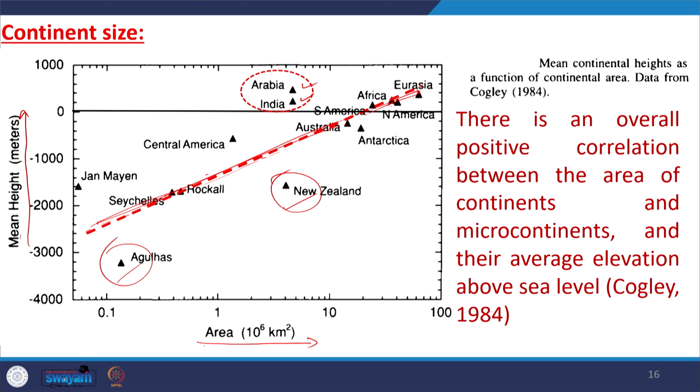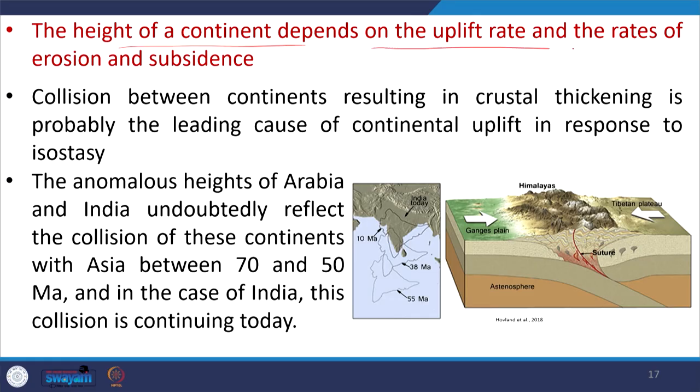So there is an overall positive correlation between the area of continents and microcontinents and their average elevation from sea level, but these exceptions represent some types of tectonic deformation, some types of orogenic movement, the mountain building activities. For example, the height of a continent depends upon the uplift rate and the rate of erosion and subsidence. How high it will be depends upon the upliftment rate.